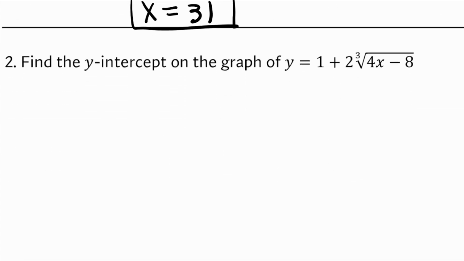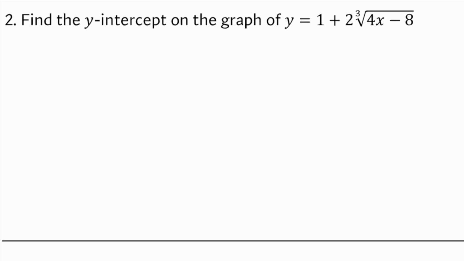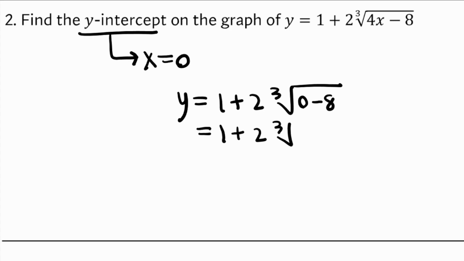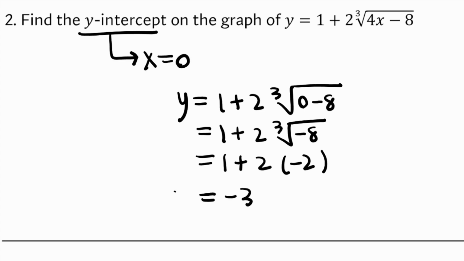Okay, find the y-intercept on the graph of y equals that. Well, a y-intercept, that's the place where x is equal to 0. So I'm going to say y is equal to 1 plus 2 times the cube root of 4 times 0 minus 8. The cube root of negative 8 is negative 2. So negative 4 plus 1 is negative 3.